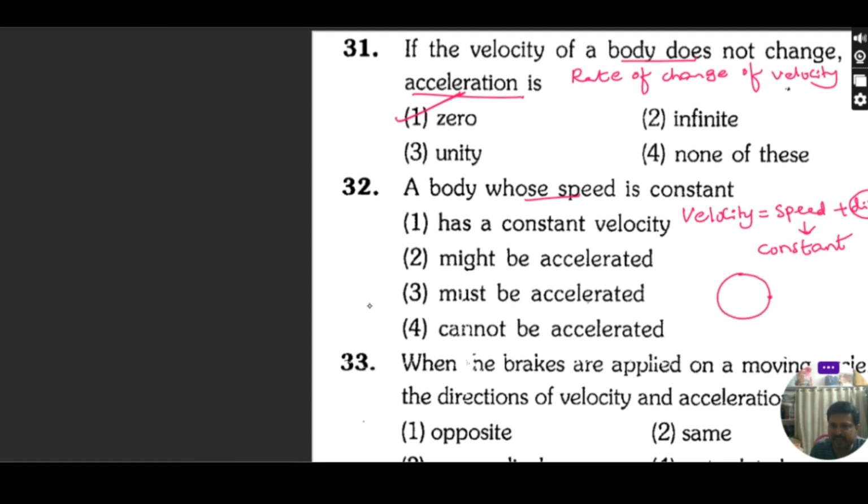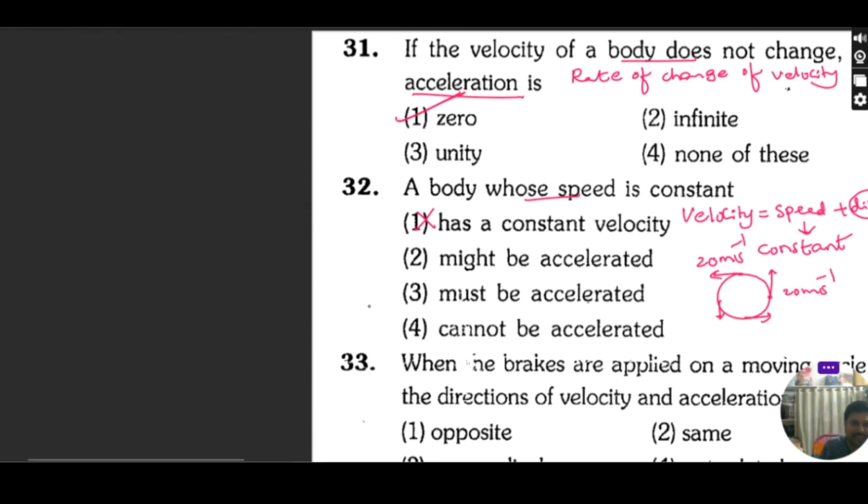A body is moving along a circular path with a speed of 20 meter per second. Here speed is constant, but velocity is changing. So does a body whose speed is constant have a constant velocity? No, it is not true in all cases. Next, might be accelerated, must be accelerated. So which one is the right answer?